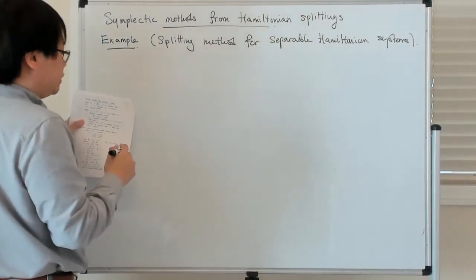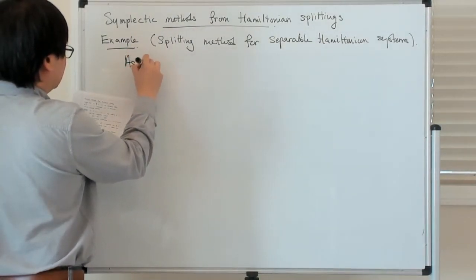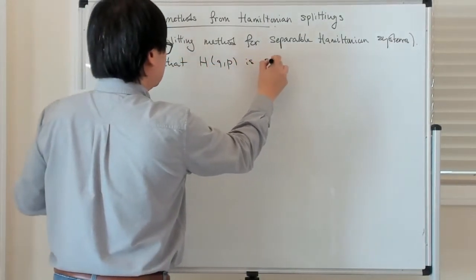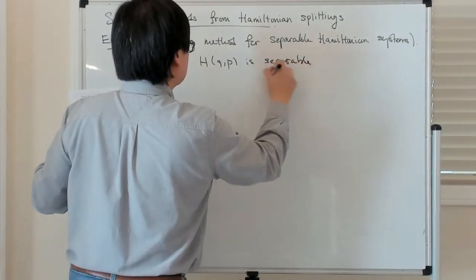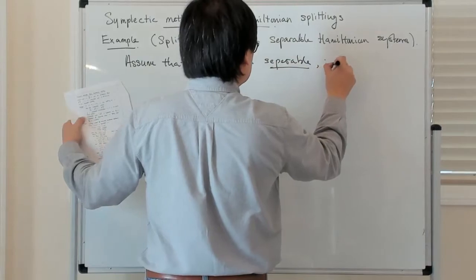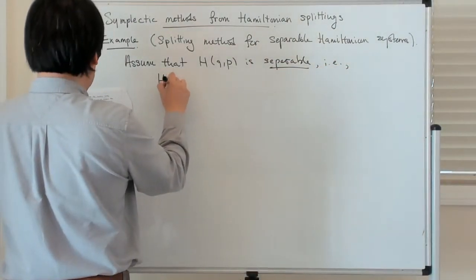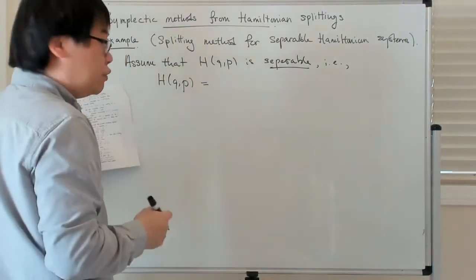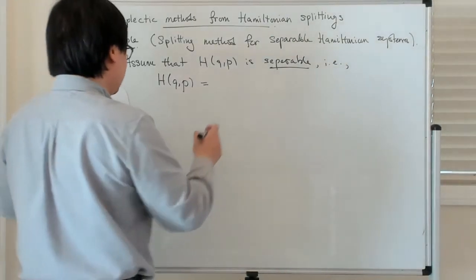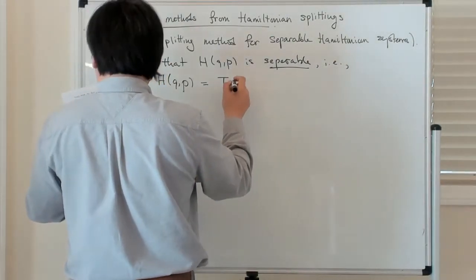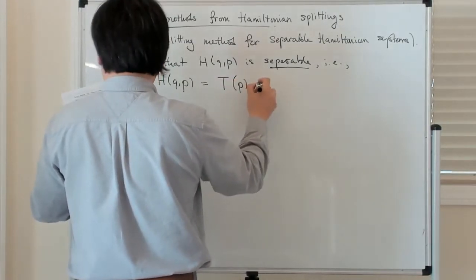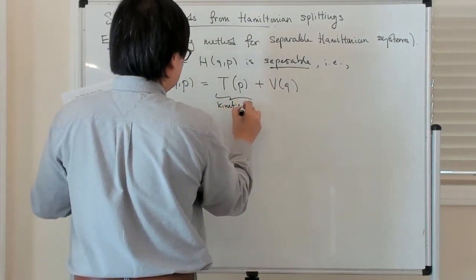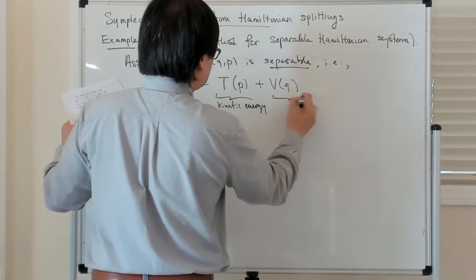So what does it mean for a Hamiltonian to be separable? You assume that H(q,p) is separable, which basically means that you can write H(q,p) as two separate terms, one of which depends on q and one of which depends on p. Oftentimes that decomposition corresponds to a kinetic and potential energy split: T(p) plus V(q), where T is the kinetic energy and V is the potential energy.